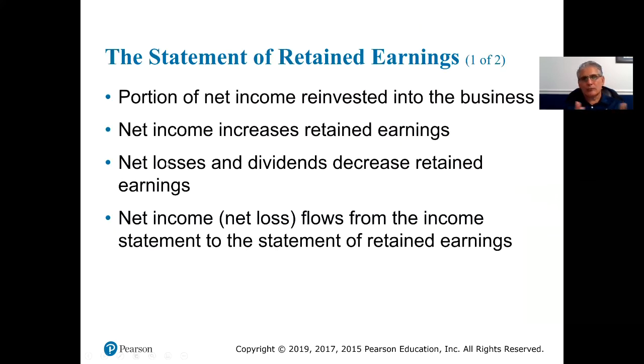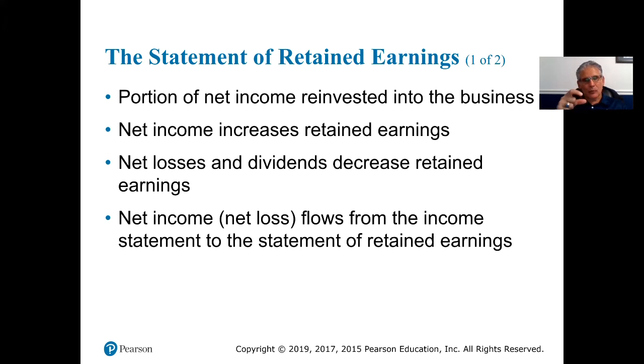Statement of retained earnings, we've looked at this already, but we'll look at it again. It's the portion of net income reinvested in the business. It's retained in the business. Net income increases retained earnings; losses and dividends decrease it. If you lose money and or you pay income out, that's reducing retained earnings. And then net income or net loss flows from the income statement to the statement of retained earnings. So the income statement is required first.